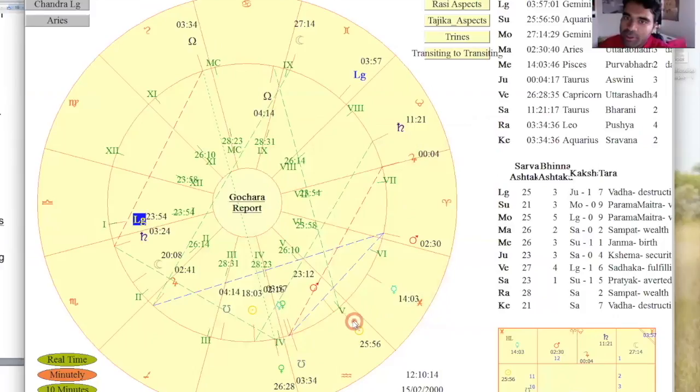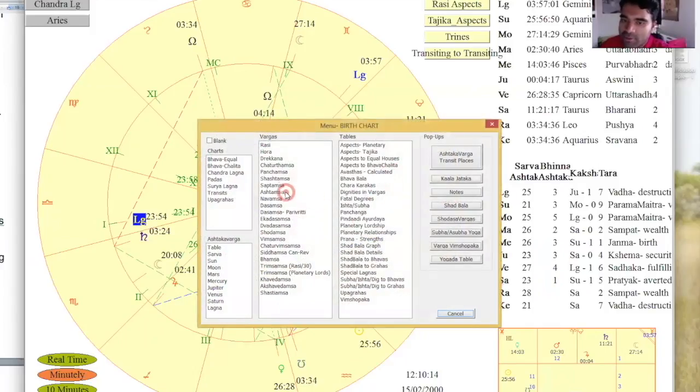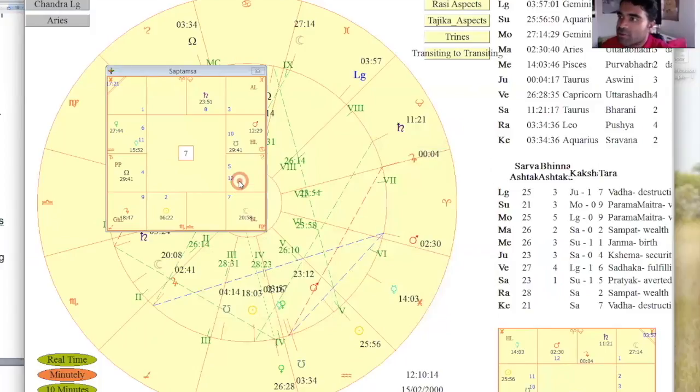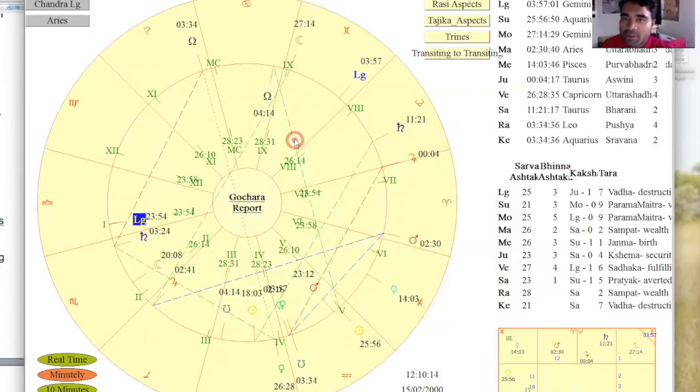Then you see one more very interesting event. Sun is exactly crossing the fifth cusp. This event makes more sense with the rectified time because in the Saptamsha, Sun rules the fifth cusp. The fifth cusp of Saptamsha crossing the fifth cusp of Lagna activates the Sun and gives an event related to children. Okay.